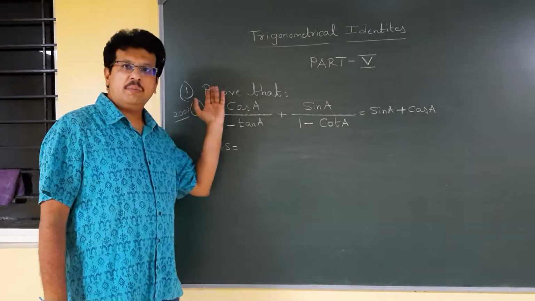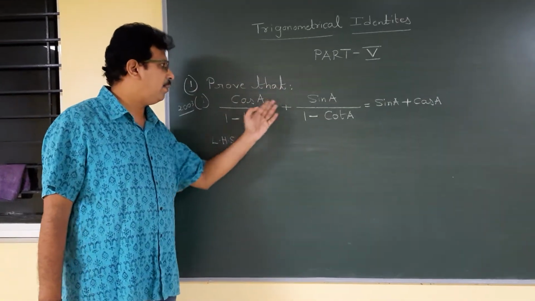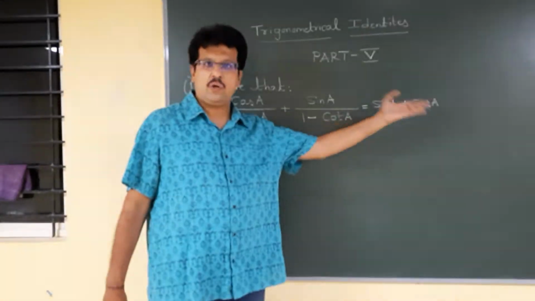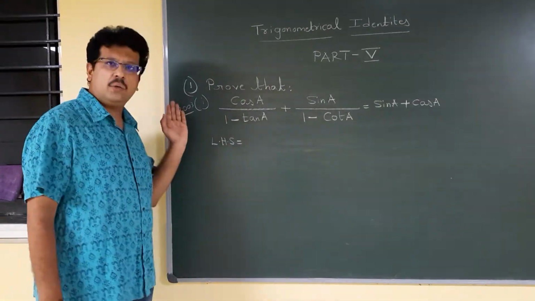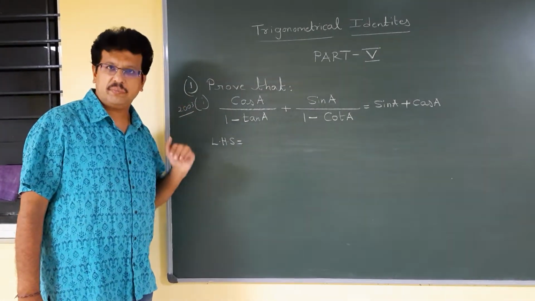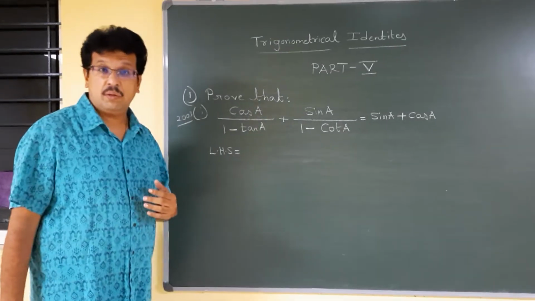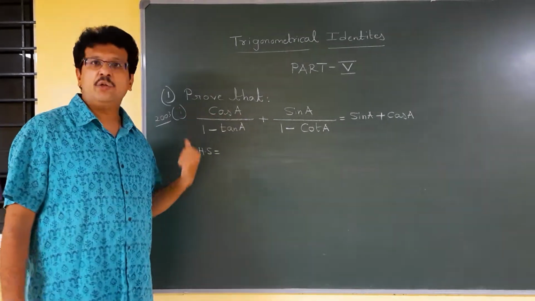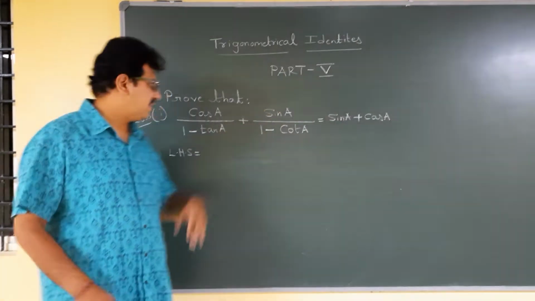So the next problem we're going to prove that cos A by 1 minus tan A plus sin A by 1 minus cot A equals sin A plus cos A. This problem is also very important because it came in 2003 in the board exam. So children, you need to be very clear about what type of problems they're going to ask in the board exams. Let us try to prove this by taking the left hand side and proving the right hand side.